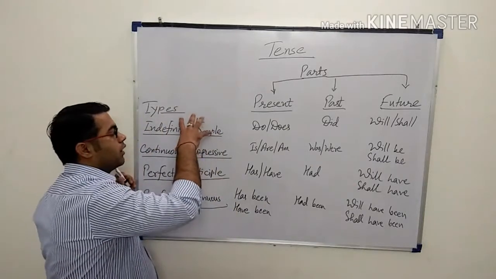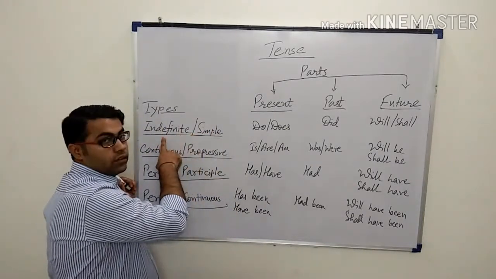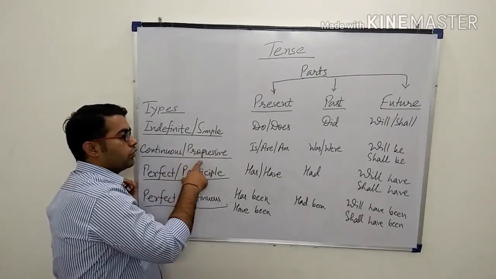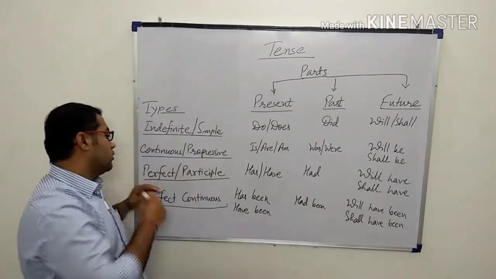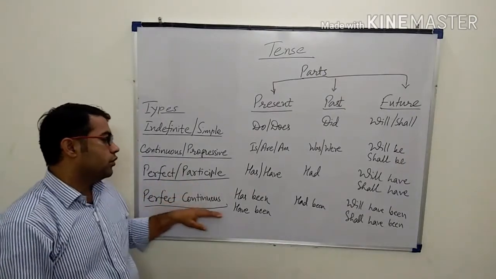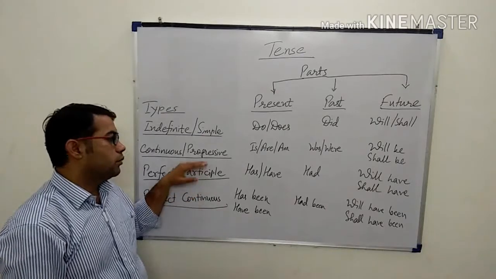Every tense has four types, that is indefinite, which is also known as simple, continuous, which is also known as progressive tense, perfect, which is also known as participle perfect, and perfect continuous, which is also known as participle progressive.